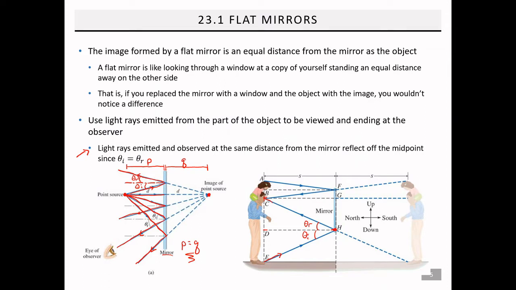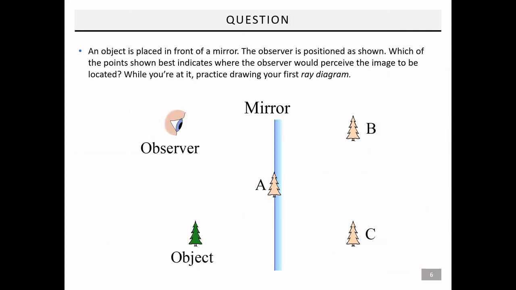Although I do want to point out that P equals Q is only true for flat mirrors. If you're talking about lenses or curved mirrors, we have something called the lens equation that we'll use to relate P and Q with each other. And finally, these diagrams where I'm drawing all the objects in the image and the light rays, these are called ray diagrams. And that leads us to our first question.